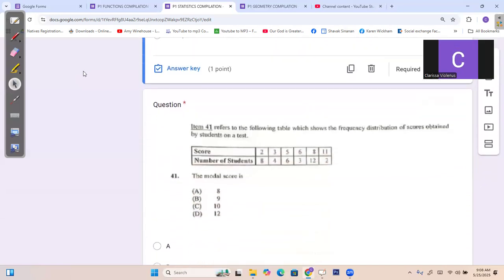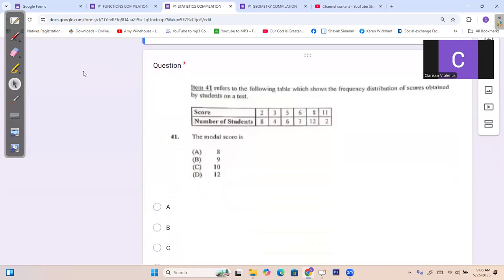This refers to the frequency of scores obtained by students, the modal score. So we have to see which one has the most people, 12. That means the modal score is 8. Remember, you look for which one has the highest frequency. The highest frequency is 12, and the score that has the highest frequency is 8. So your answer is A.